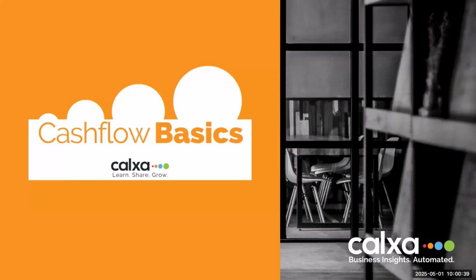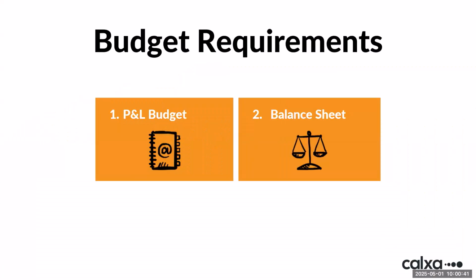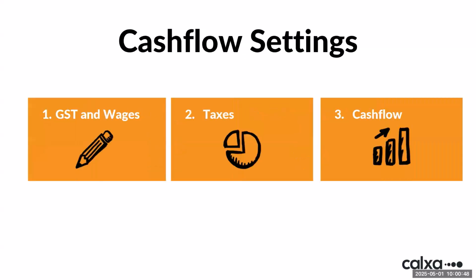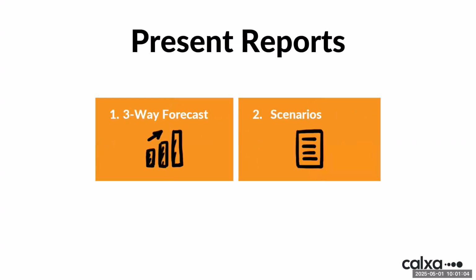So let's take a look at the agenda for today. First, we'll be looking at the budgeting requirements you'll need in order to create a three-way forecast. This centers around your P&L and balance sheet budgets. Then we'll take a look at cash flow settings, including nominating some balance sheet accounts, which will allow Calxa to do the budget calculations for you for things such as GST and wages, other taxes, and cash flow based off debtor and creditor day timings. And then we'll look at presenting the reports of your three-way forecast and also how you can include some cash flow forecasting scenarios in your bundle.